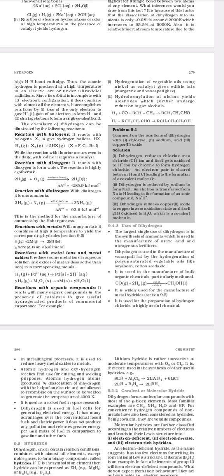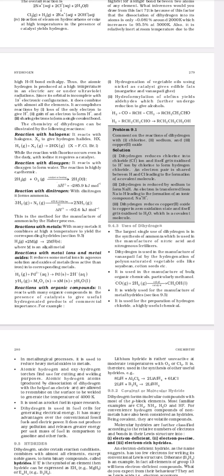This is the method for the manufacture of ammonia by Haber process. Next is reaction with metals. With many metals, it combines at a high temperature to yield the corresponding hydrides. Reaction with metal ions and metal oxides. It reduces some metal ions in aqueous solution and oxides of metals, less active than iron, into corresponding metals.